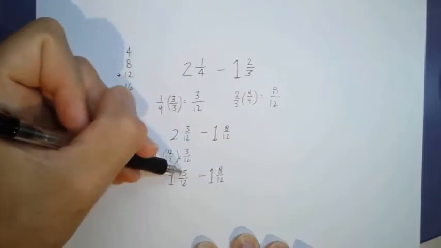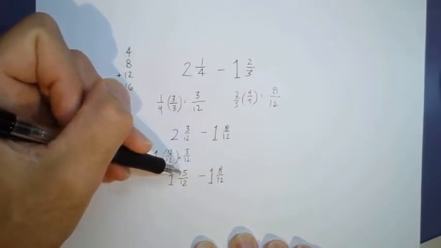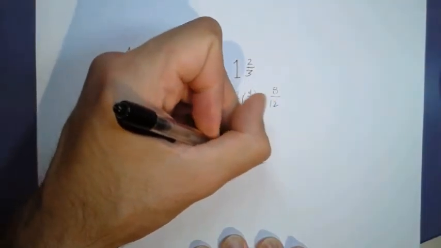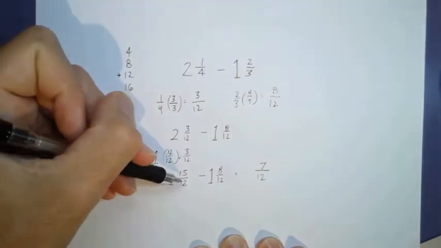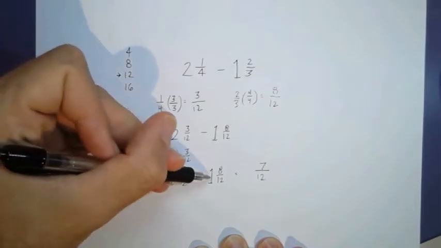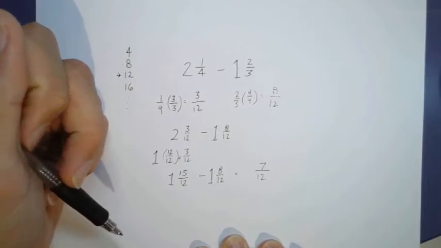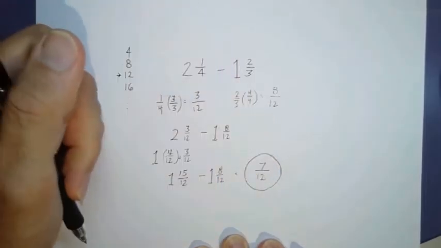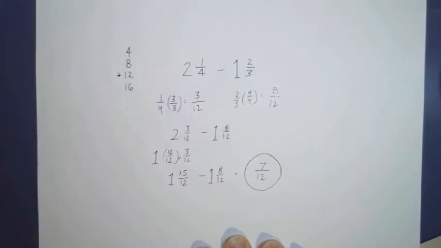So now I can take away 8 because I have 15. So 15 subtract 8, that gives me 7. And it is still over 12. When we add or subtract, the denominator does not change. And 1 take away 1 is 0, so we don't have a whole number portion. And in this case, I don't need to simplify because it is already simplified. There's not a number that goes into both 7 and 12.